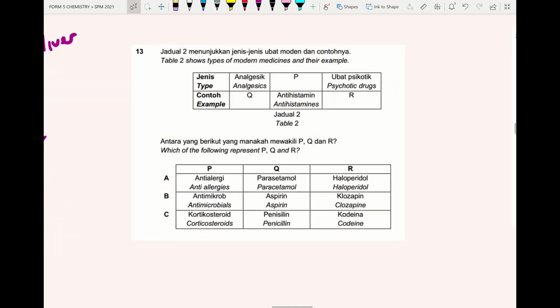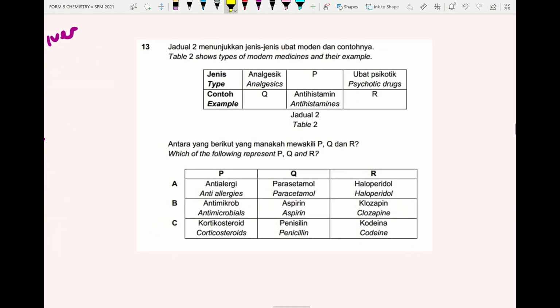All right, we move on to the next question. Please check this question. Analgesic. So analgesic will be paracetamol, aspirin, or codeine. Please remember analgesic will be paracetamol, aspirin, or codeine. So paracetamol is here, aspirin is here. All right. We check the next one.